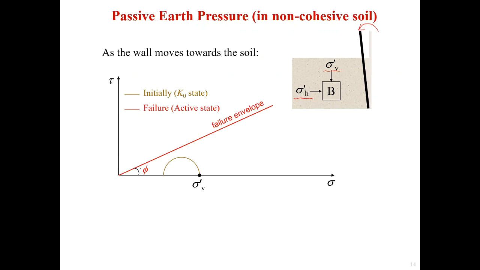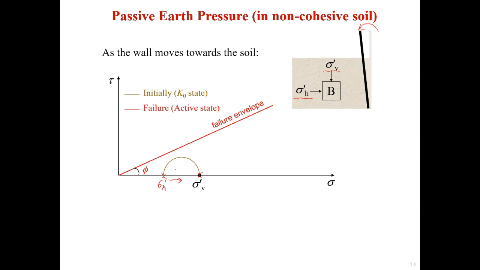So again, if we look at this Mohr circle and Mohr-Coulomb failure envelope, this point will be sigma h prime. In the beginning, the sigma h prime will be here. That's the original equilibrium state, the K0 state, and that's the corresponding Mohr circle. The soil element doesn't fail at all because this Mohr circle doesn't touch the failure envelope. So that's the K0 state. If we just slightly move the wall towards the soil, then sigma h will gradually increase. So that's sigma positive, and sigma h will gradually go to the right-hand side.